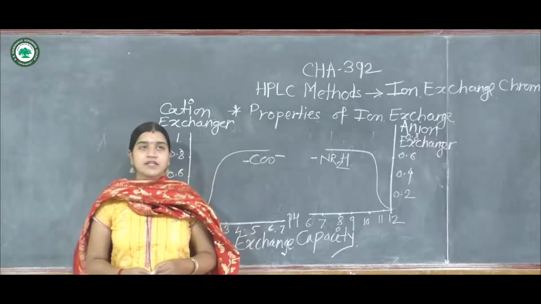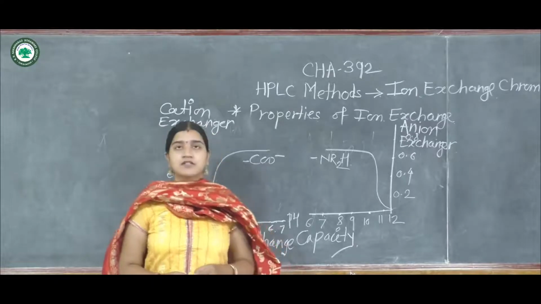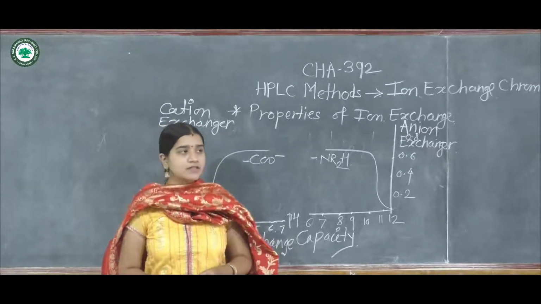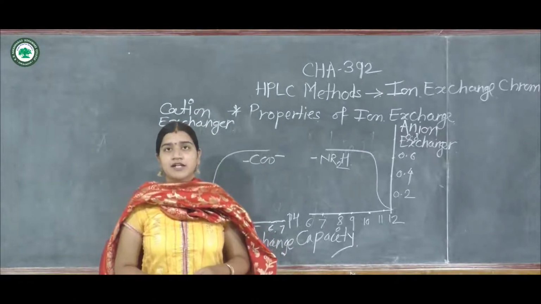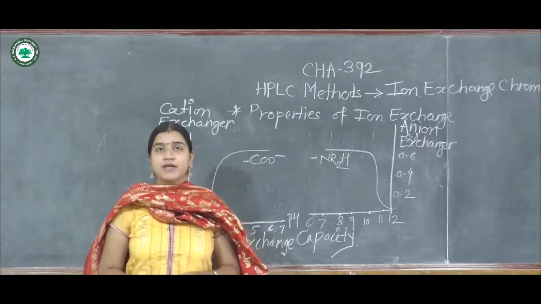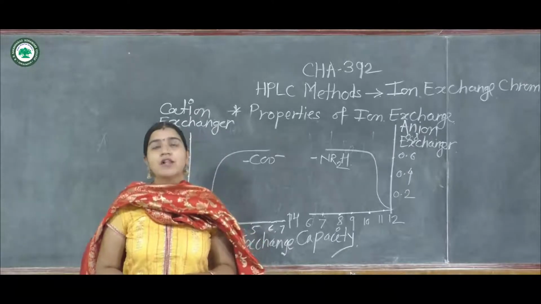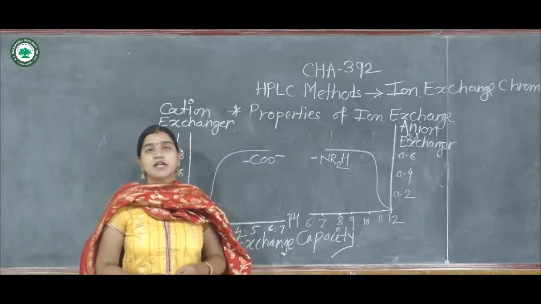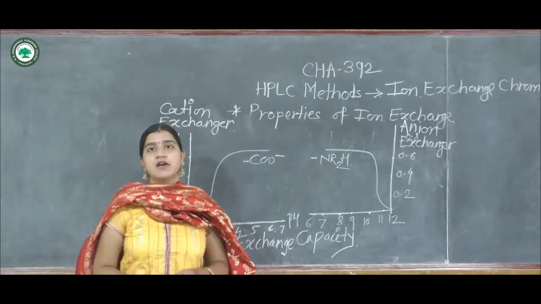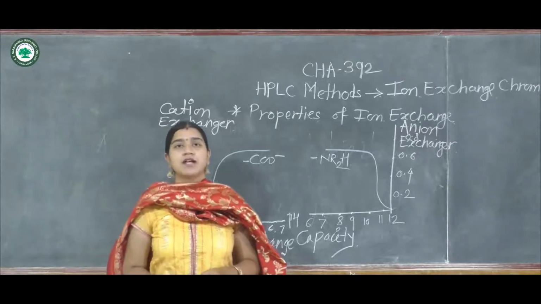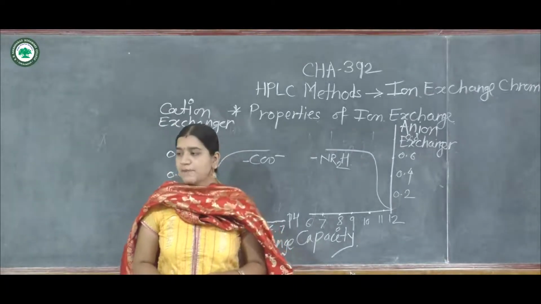For that, what we can say is that all the ion exchange materials are of complex nature. Cation exchanger and anion exchanger, these are the two main types. They are highly dependent on the pH of the mobile phase, and pH of the mobile phase directly affects their retention behavior as well as the separation capacity.